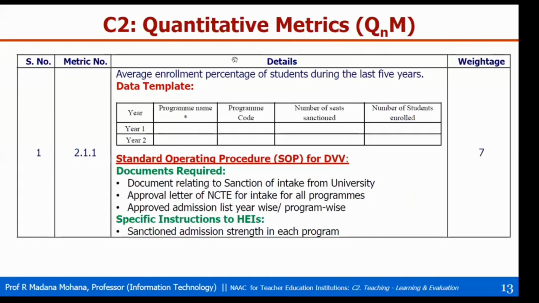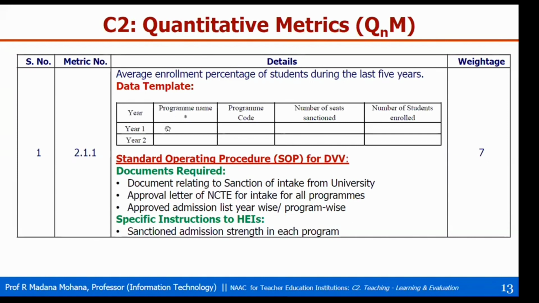So the first quantitative metric is 2.1.1, which carries 7 points: average enrollment percentage of students during the last 5 years. For the last 5 years, we have to provide student admission details, actual admitted student details. Suppose we are now at the end of 2021-22, almost ended. Some institutions started 22-23 because the academic year was extended due to the pandemic. So now you are in 22-23. Last 5 years means 2021-22, 2020-21, 2019-20, 2018-19, 2017-18. So 2017-18 to 2021-22, these 5 years.